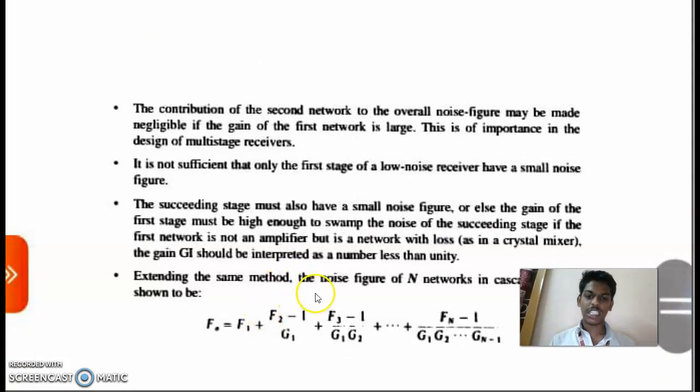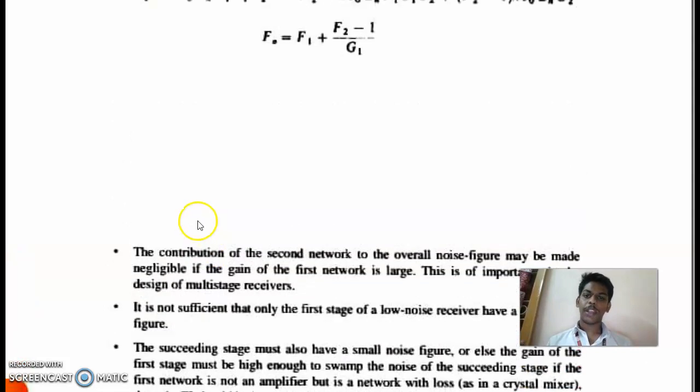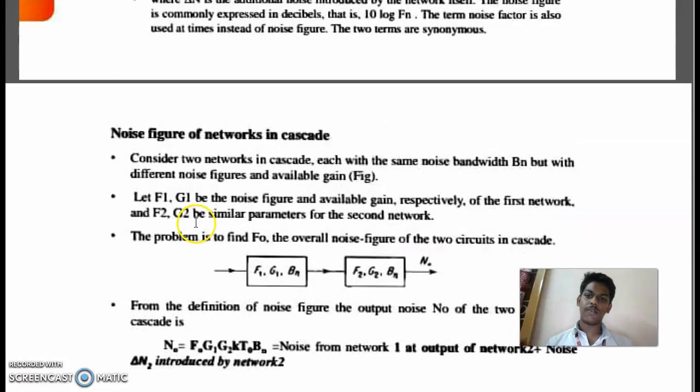Next, extending the same method to n networks, the noise figure is F1 plus F2 minus 1 by G1 plus F3 minus 1 by G1 G2, and so on, up to Fn minus 1 by G1 G2 and so on up to G n minus 1. This is known as the Friis formula. This is what I wanted to cover about the radar receiver, the characteristics of radar receiver noise, and the noise figure of networks in cascade.